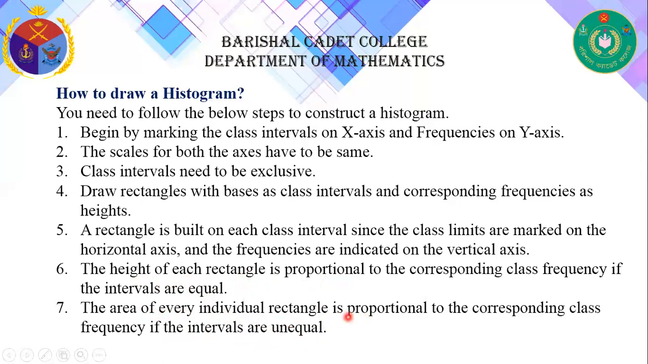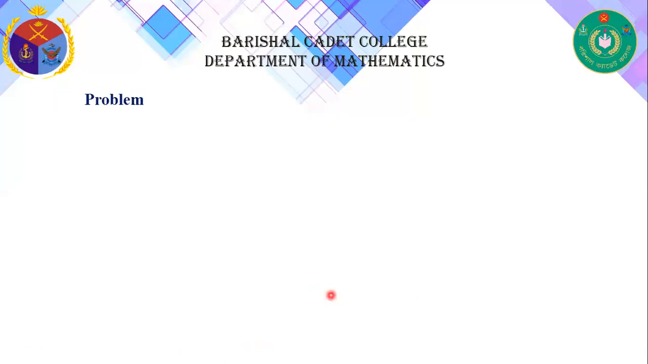So, cadets, do you understand this topic? Again, I repeat that if the class intervals are equal, then the height of each rectangle is proportional. And if the intervals are unequal, then the area of every individual rectangle is proportional. Now, these are the 7 steps for drawing a histogram.